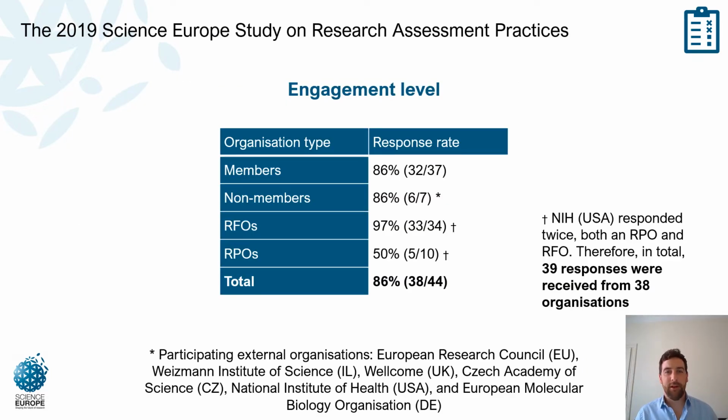Thank you, Bonnie. I'll begin with a little context regarding participation in our 2019 study. Firstly, 86% of Science Europe member organisations participated in the study, which covers both research funding and research performing organisations. Further, a number of external organisations were selected for invitation, of which 6 of the 7 accepted, including the European Research Council, Wellcome, and the National Institutes of Health in the USA. The high engagement rate that we saw in this study likely reflects the perceived importance of this topic for the entirety of the research system.